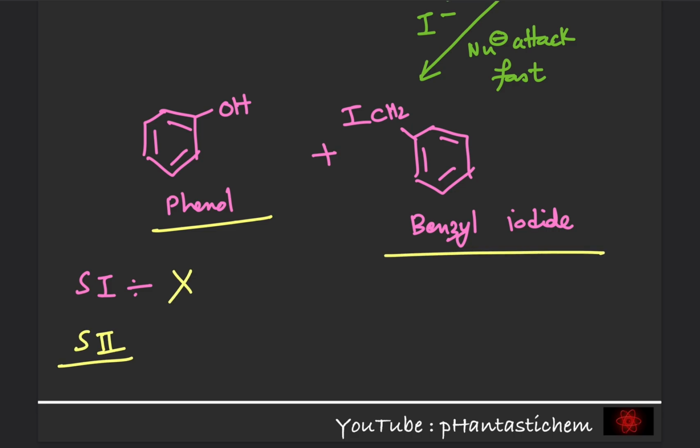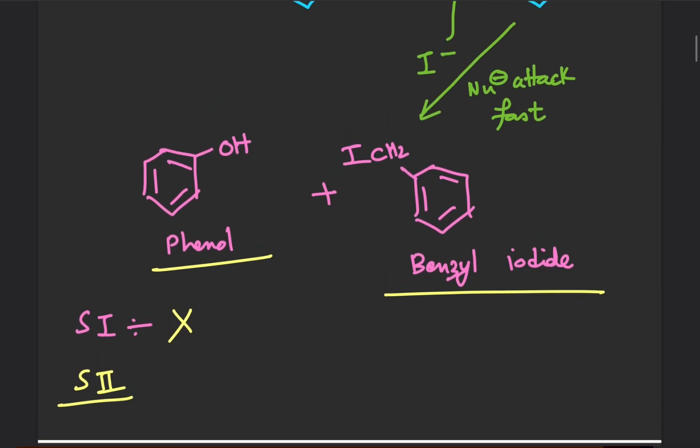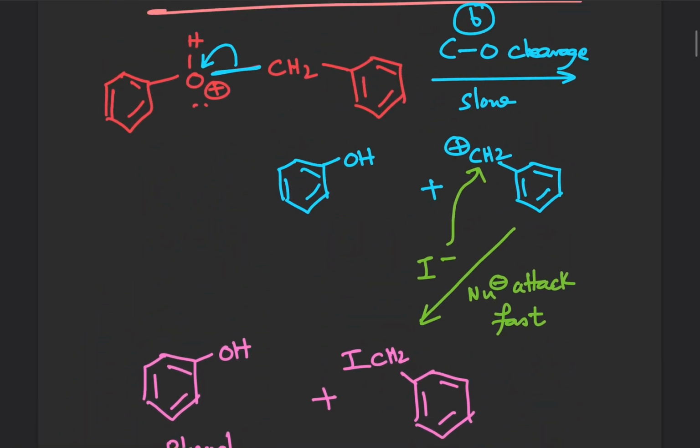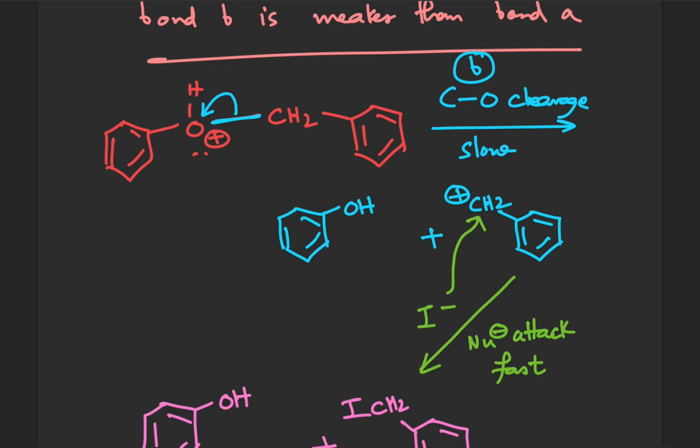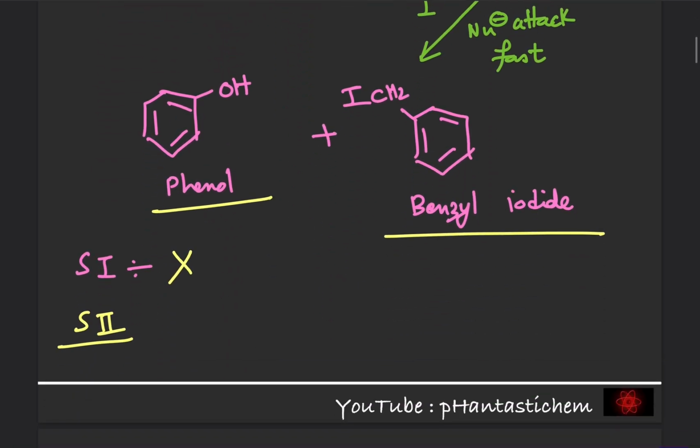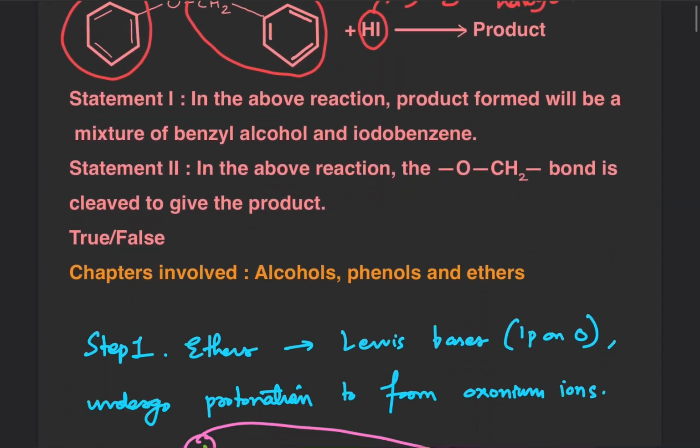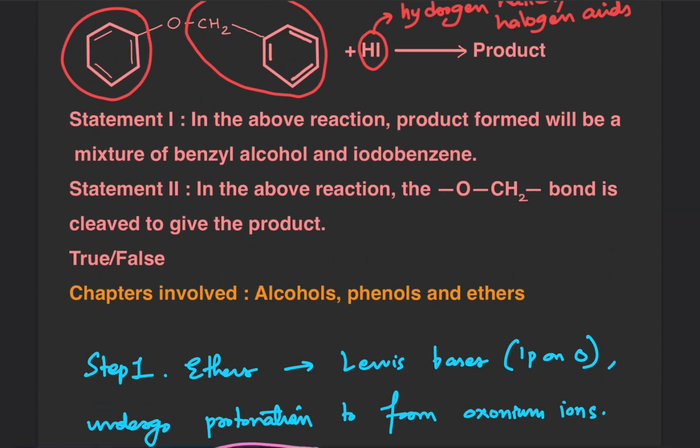Coming to statement 2, it says that in the above reaction, the OCH2 bond is cleaved to give the product. Yes, because you can see this OCH2 bond is cleaved, or broken, or you can say the B bond is broken in the oxonium ion to get the products. Therefore this is a correct statement. Statement 2 is correct. So the final answer is: statement 1 is false and statement 2 is true. Thank you.